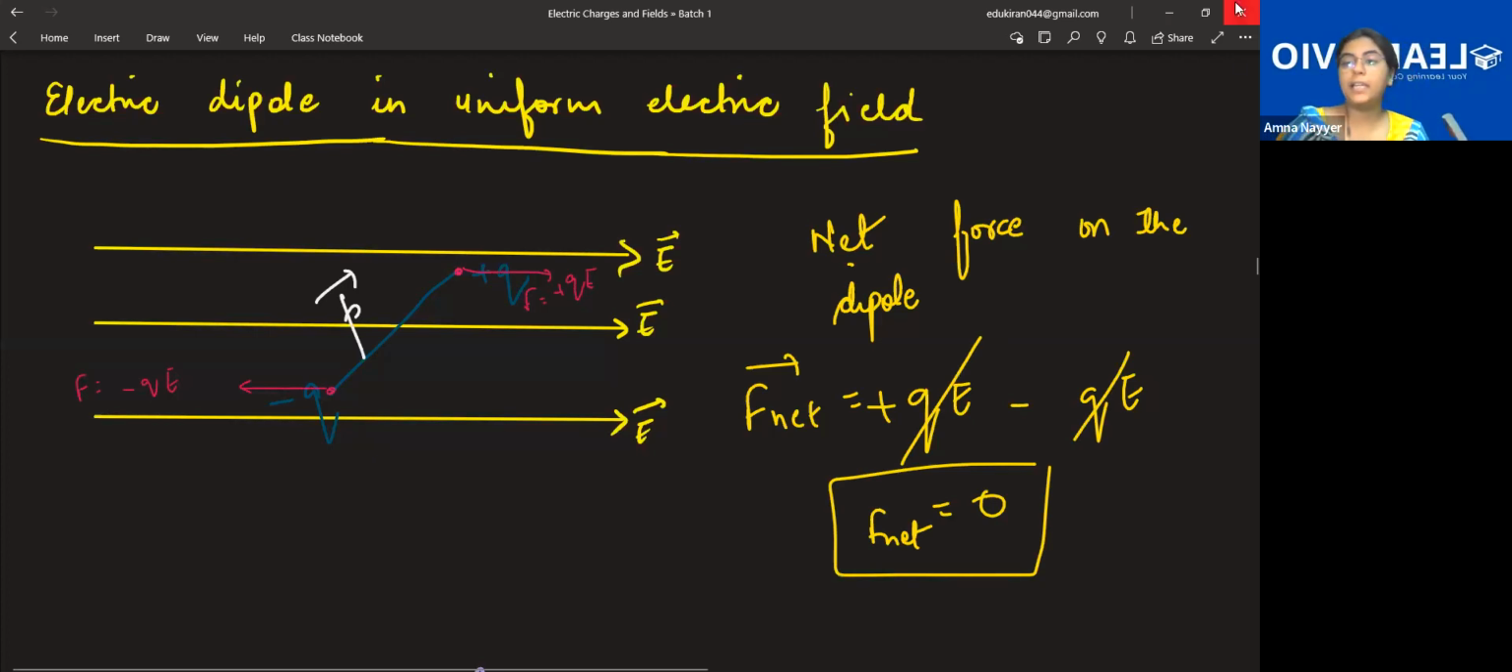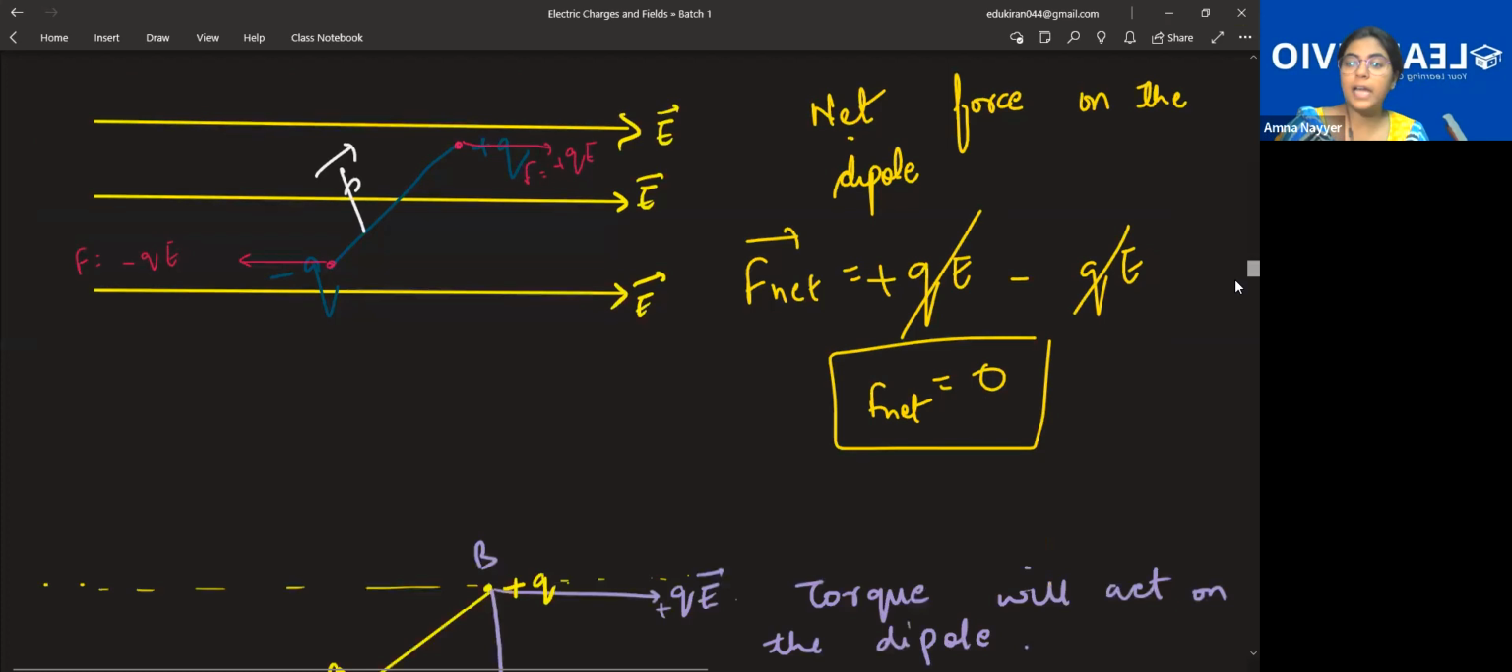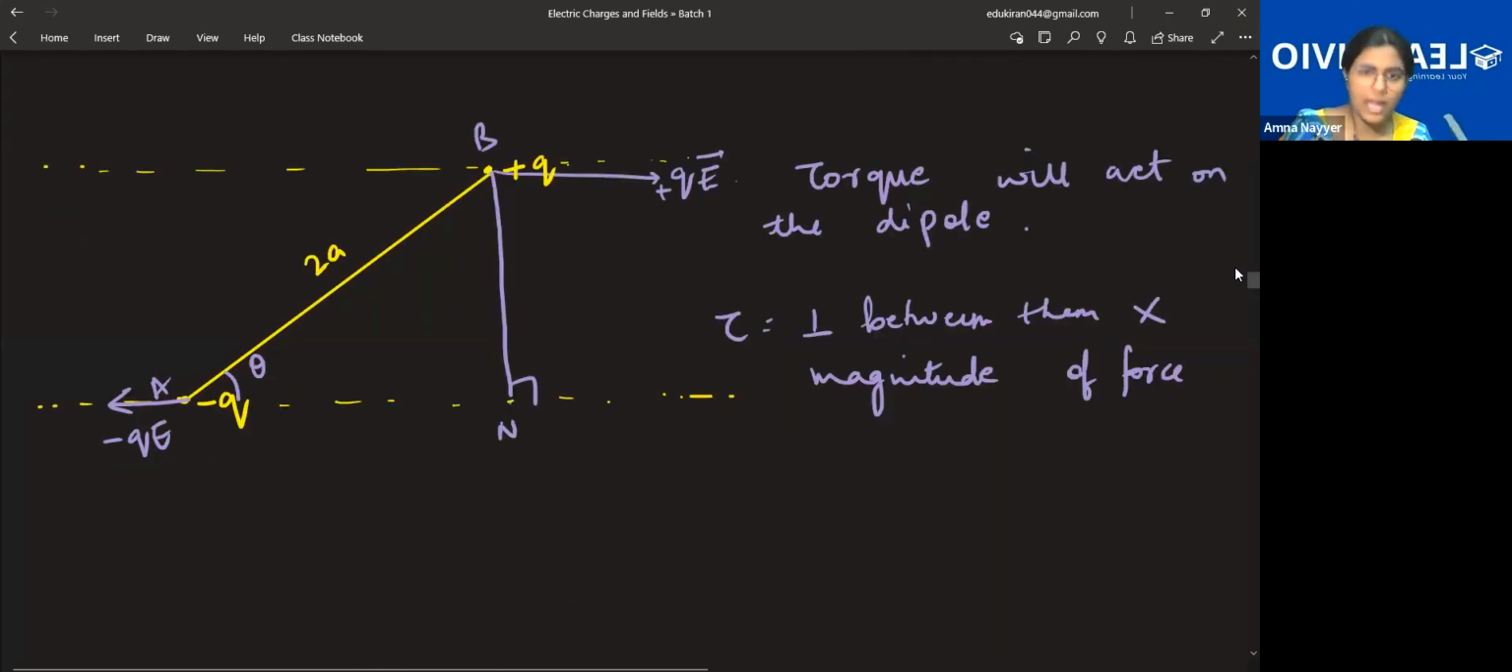And again, even if the dipole is at a random angle, let's say this angle. See, this is a clear, elaborated diagram. Just understand properly. Minus Q is present, plus Q is present. They are separated by 2A. This is forming your dipole. This is plus QE, this is minus QE. These are the forces.